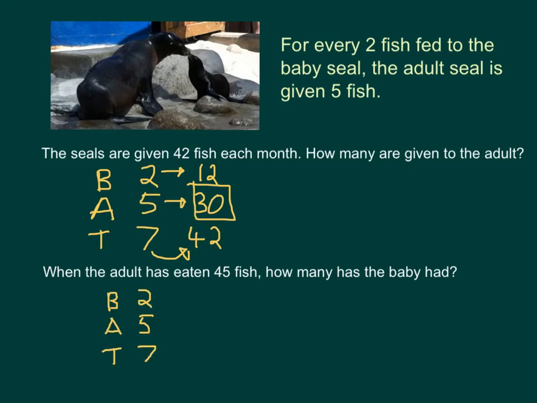The ratios will be laid out in the same way in the second example as well. The difference this time is that we're given the 45 for the adults. This is 9 lots of 5, so I'll need 9 lots of 2, 18, 9 lots of 7, 63, and to identify the important piece of information, the 18 fish that are fed to the baby.